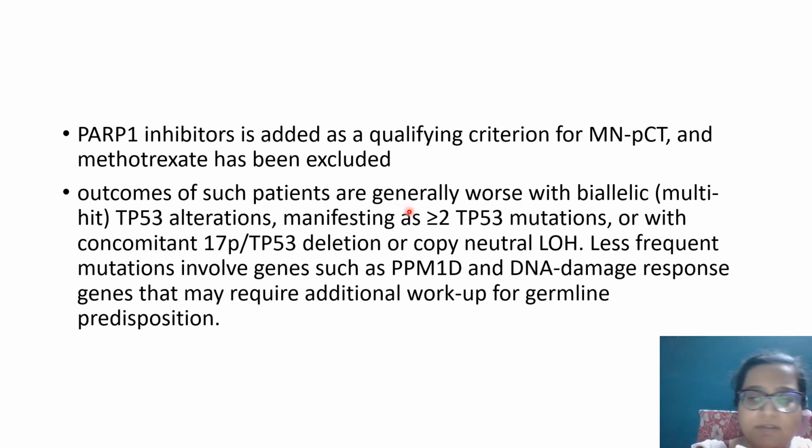Outcomes of such patients are, of course, expected to be poor. Worse with a biallelic hit, that is, TP53 mutation manifesting with more than two TP53 mutations, or with concomitant 17p deletion of p53, or copy neutral loss of heterozygosity. Now these terms are jargon which you will have to understand after you study the carcinogenesis chapter from Robbins. Loss of heterozygosity refers to the heterogeneous nature of the chromosome that gets altered.